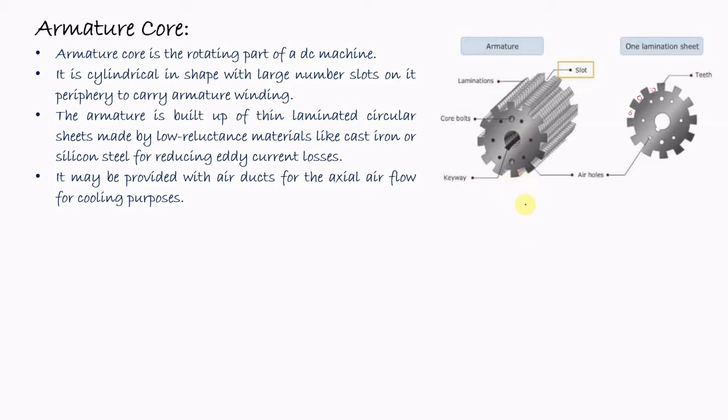The core of the armature is made of thin laminated sheets. Here it is shown as one laminated sheet. The laminated sheet is basically used to reduce the eddy current loss, and the material used here is cast iron or silicon steel, to reduce the hysteresis loss. So this is the structure of the armature core. The main purpose of the armature core is to hold the armature winding, and the armature winding is the part of the machine where the energy conversion actually takes place.